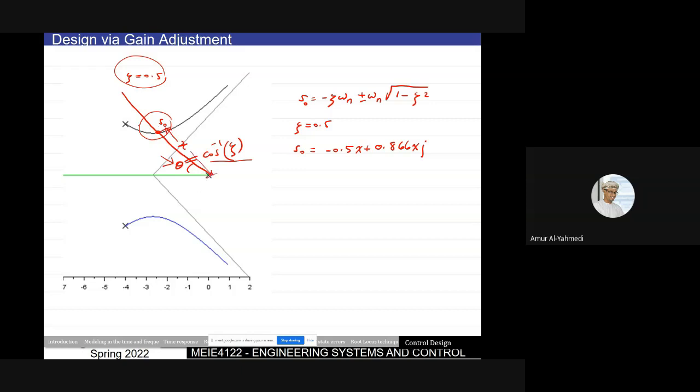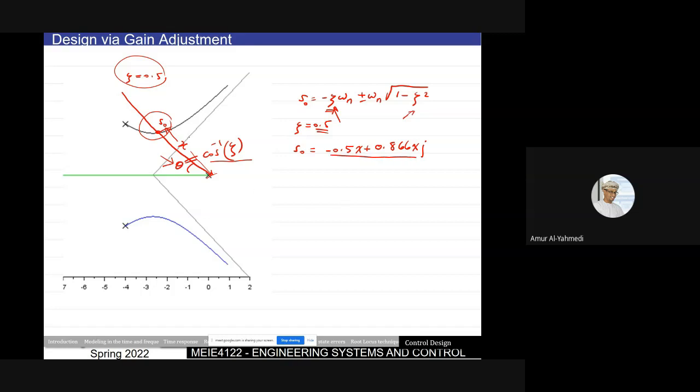I can know it by zooming into the figure, so I can know exactly what S naught is if I can draw this line. But let's say I want to do it by calculation. If zeta is known as 0.5, I will substitute here with 0.5, and here with 0.5. I will get this equation.